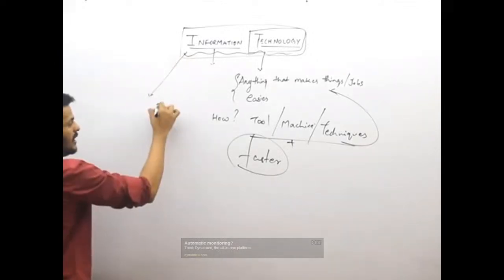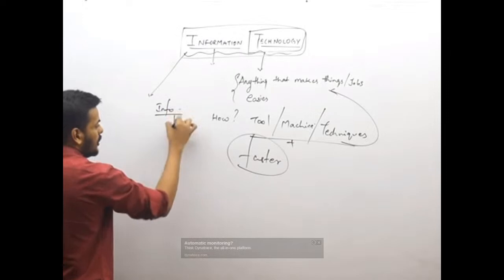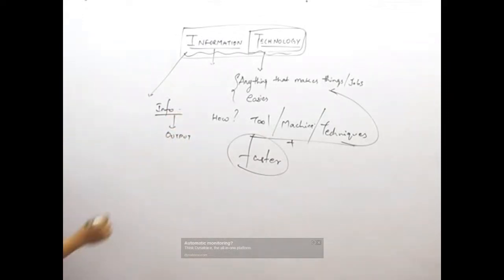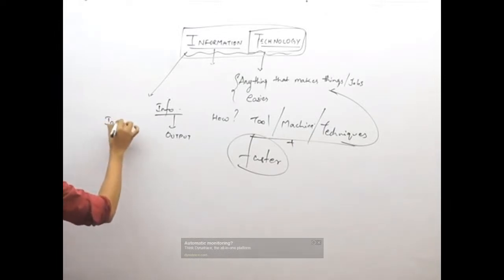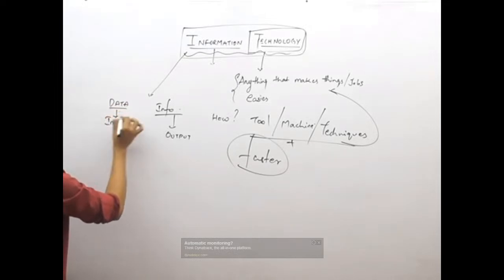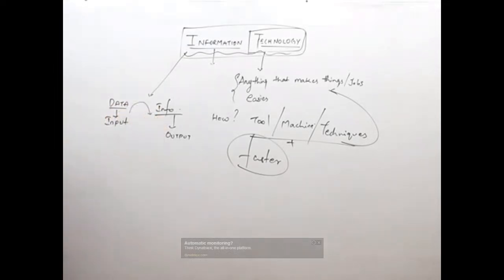If I want information as the output, what should be the input, guys? What should be the input? Data, very good. So if data is given as input, the transformation of that will bring out information. Okay, I'm not revealing anything more.